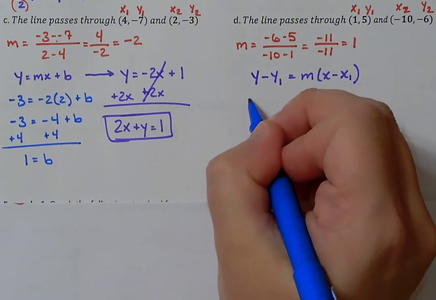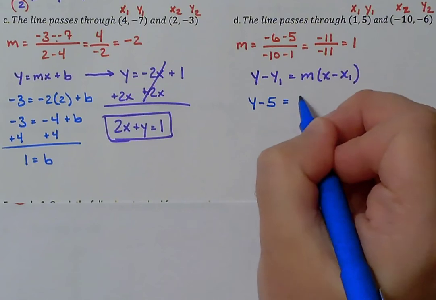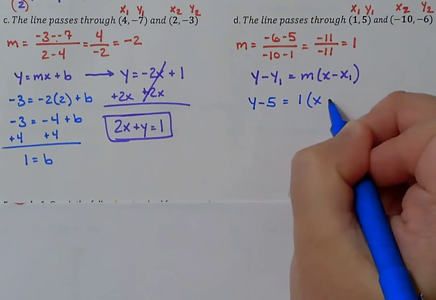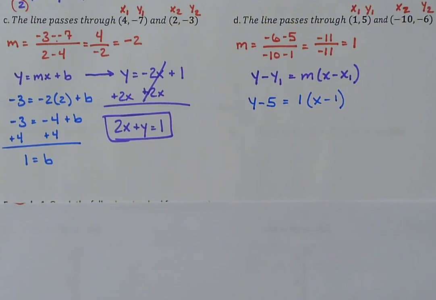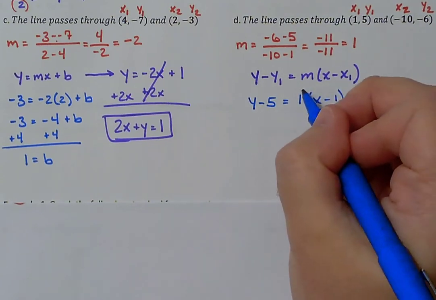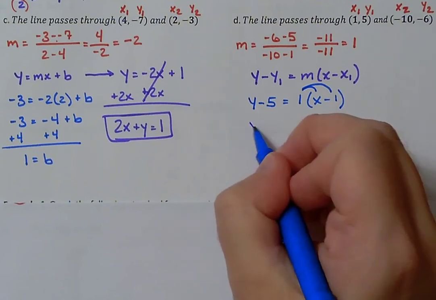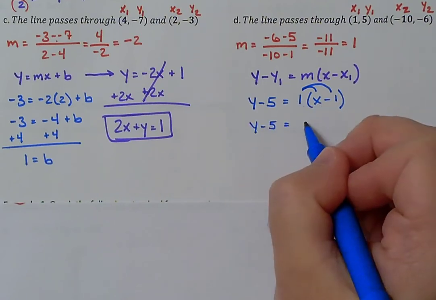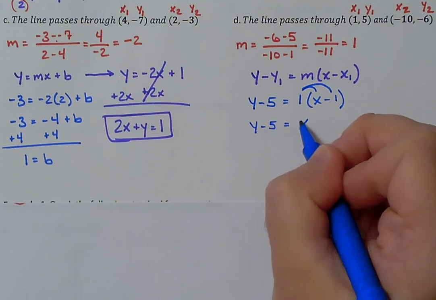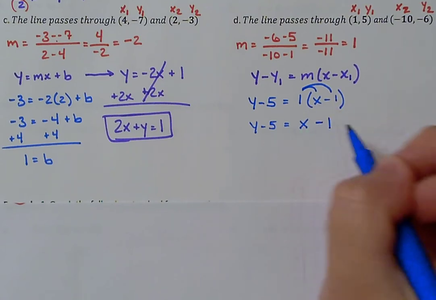All right, so it's y minus 5 equals 1 times x minus 1. First step is we're going to go through and distribute this 1 to both parts. So we have y minus 5 still equals 1 times x is just x, and then 1 times negative 1 is just minus 1.